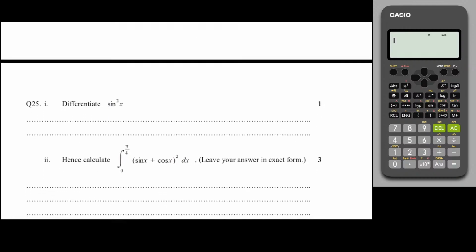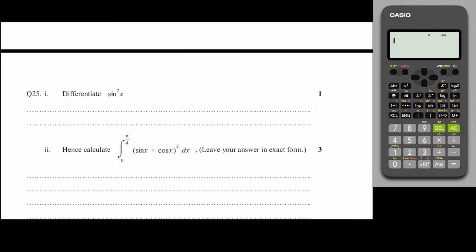Okay, next one, let's have a look. Differentiate sine squared x. Well, how do we deal with sine squared x? Let's have a look at the formula sheet and see what we've got on there. Now, on your formula sheet, it has a formula that looks like this: sine squared nx is equal to a half... well actually we don't even need to do this. It's not even a formula, it's just a straightforward chain rule.